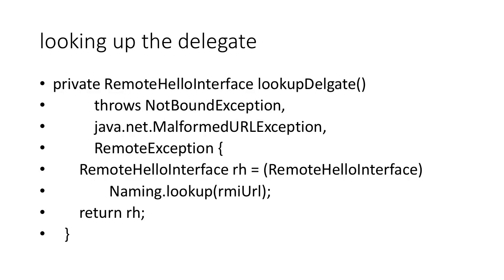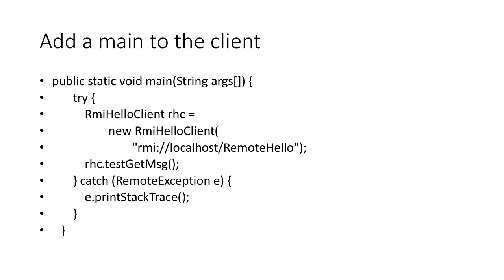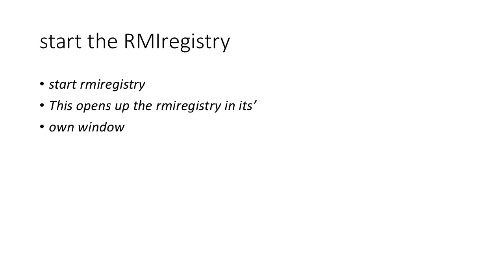So looking up the delegate, that's the tricky bit. Now you've got to go and do the naming.lookup, which means naming has to have access to the registry. And that means you need to have some mechanism to gain access to the remote client, the remote server. And so you make a new instance of the remote client, which uses the remote server, RMI://localhost/remote hello, and then you invoke remotely.